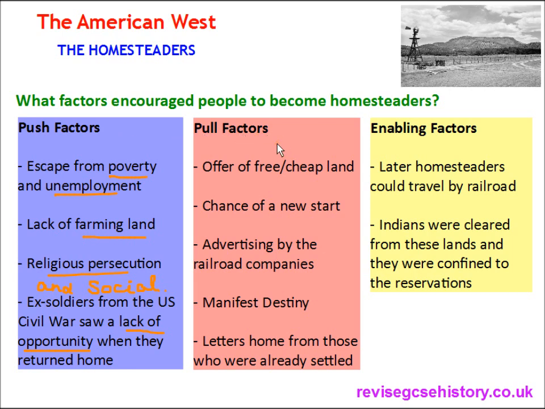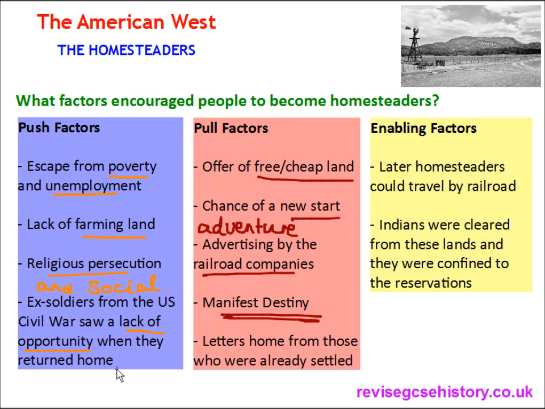So those are the push factors. Pull factors, things that are particularly attractive and people like about living on the Great Plains. Well, they were offered free or cheap land, and that attracted many people. Chance of a new start, chance of an adventure attracted many. Advertising done by the railroad companies. The idea of manifest destiny, we've looked at this before. If this idea is unfamiliar to you, go back, and I think it's in the early settlers video called The Journey West. Look at that.